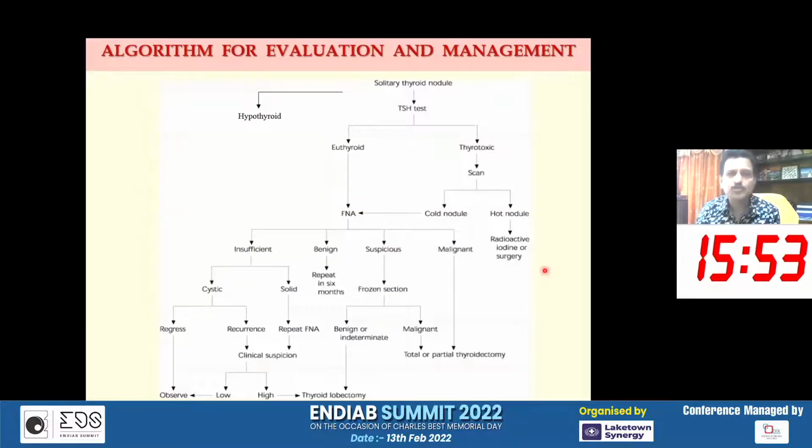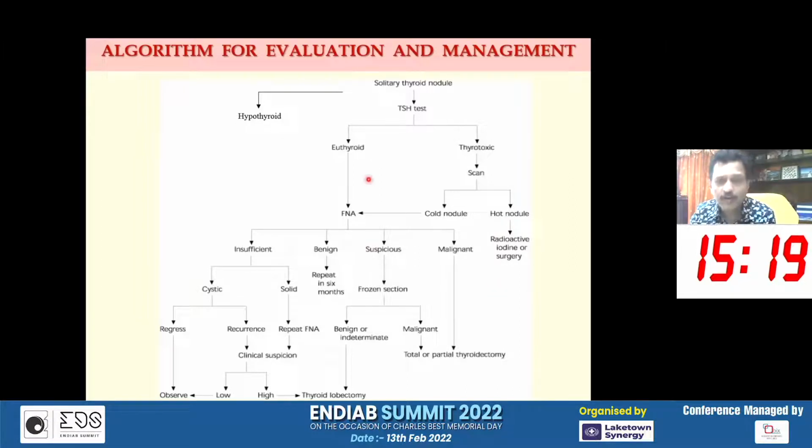So coming to this algorithm, if you have a thyroid nodule, then we'll go for TSH test or thyroid function test. You may have hypothyroidism, which I have discussed, and the patient will require thyroxine replacement therapy. And in the majority of situations, the nodule will disappear. And if the patient is thyroid toxic, then you should go for a scan, and usually the patient has a hot nodule, which I have discussed in my last case. And the patient will require either radioiodine therapy or surgery.